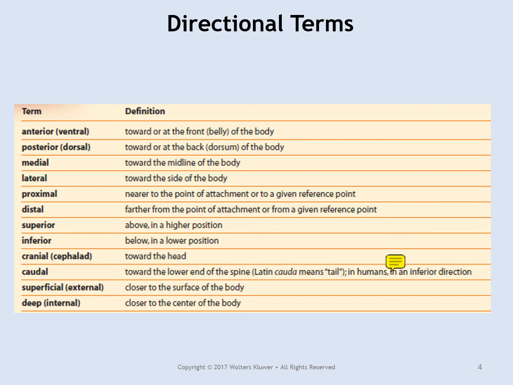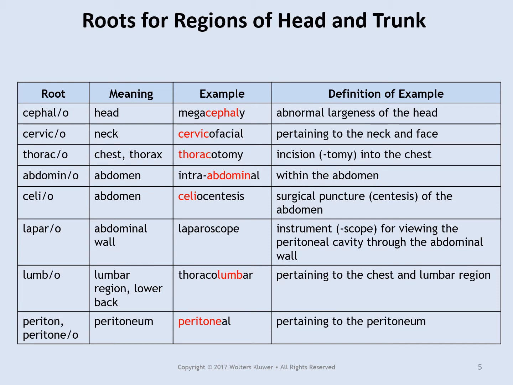These are the directional terms: anterior, posterior, medial, lateral, proximal, distal, superior, inferior, cranial, caudal, superficial towards the outside, and deep more towards the inside, and caudal towards the lower section of the back, from the Latin for tail, cauda. These are roots for regions of the head and trunk. I'm not going to go over those line by line here, but please avail yourself of this and pause if you want to take a look at them. You also have the PowerPoints that you can access.